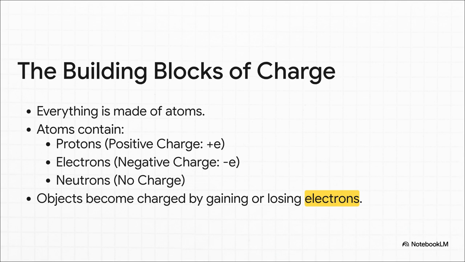So where does this charge even come from? Well, it's baked into the fabric of the universe, into atoms. Every atom has positively charged protons and negatively charged electrons. And here's the key: things don't just magically become charged. An object gets a net charge because it either gains some extra electrons, making it negative, or it loses some electrons, leaving it positive. It's all about the movement of those tiny electrons.